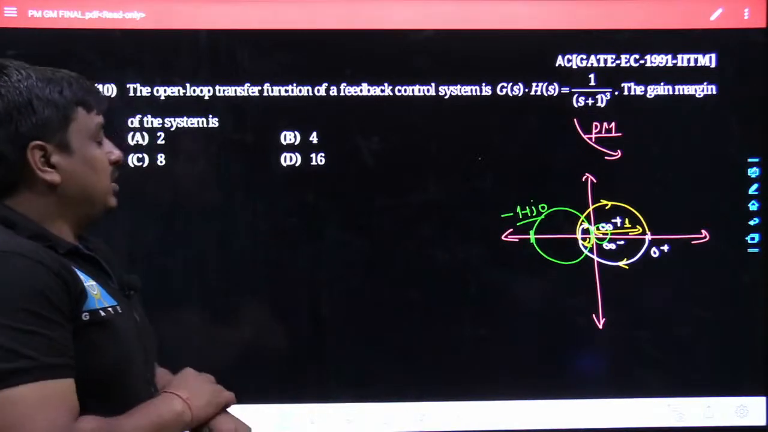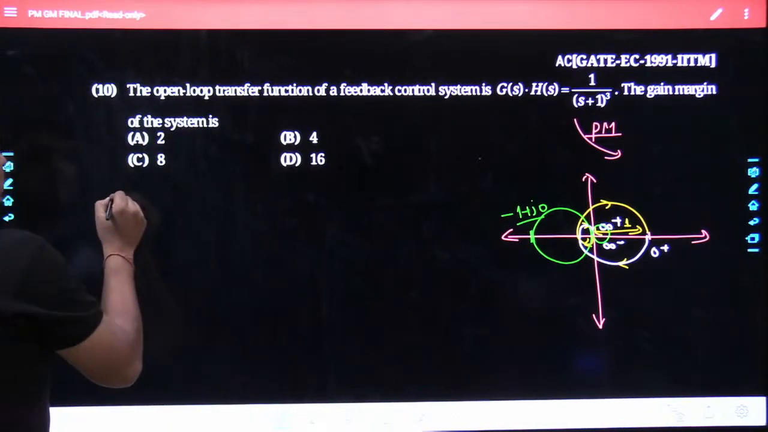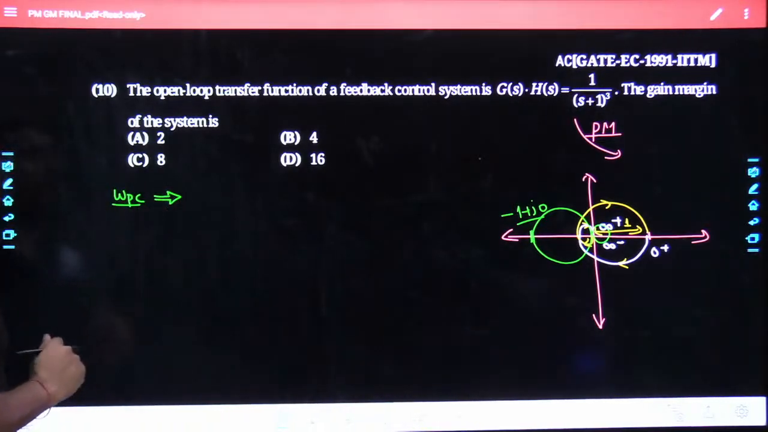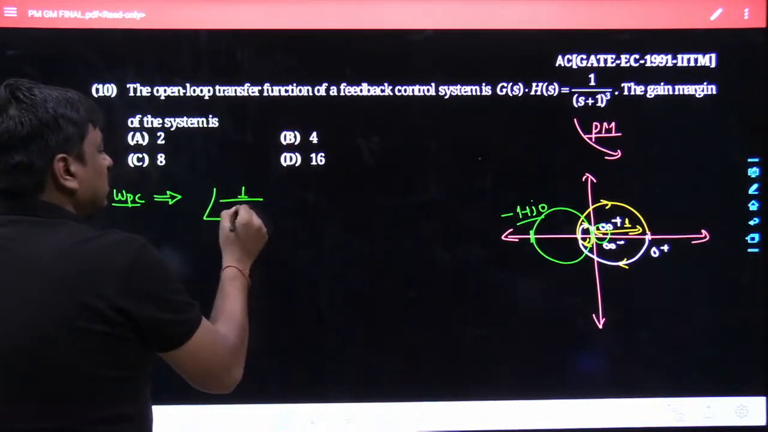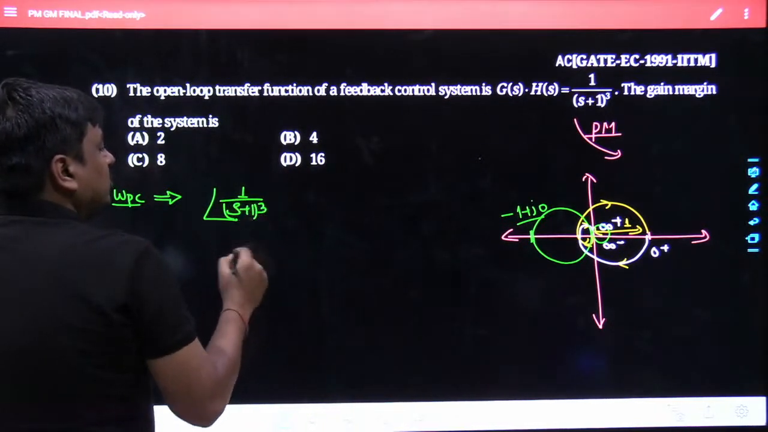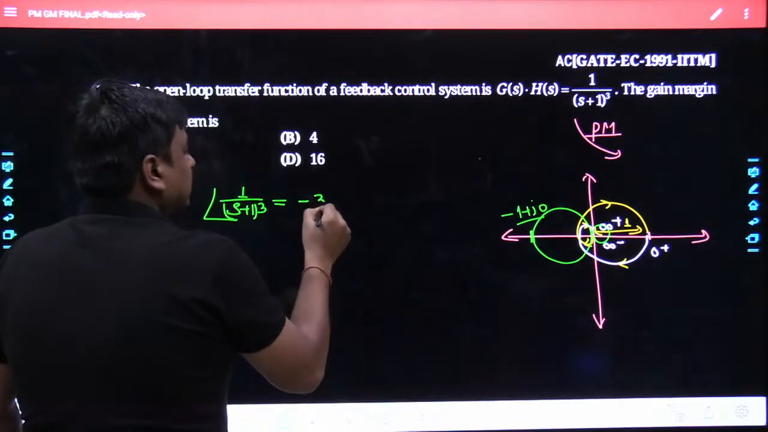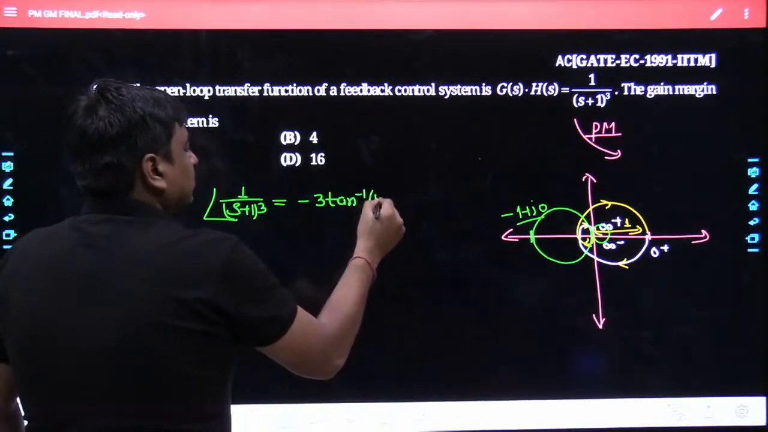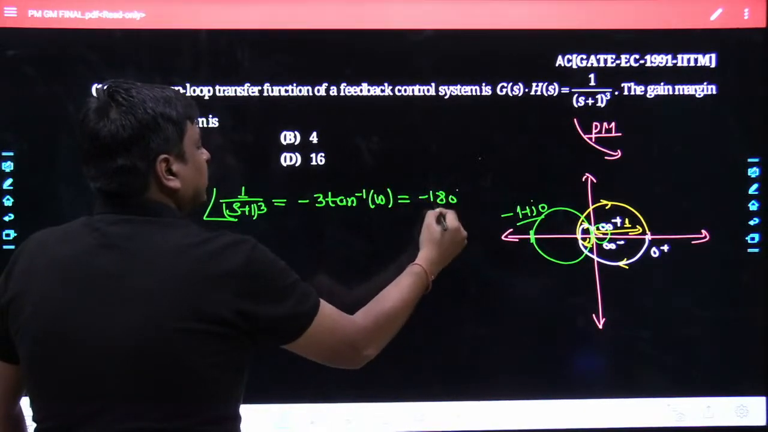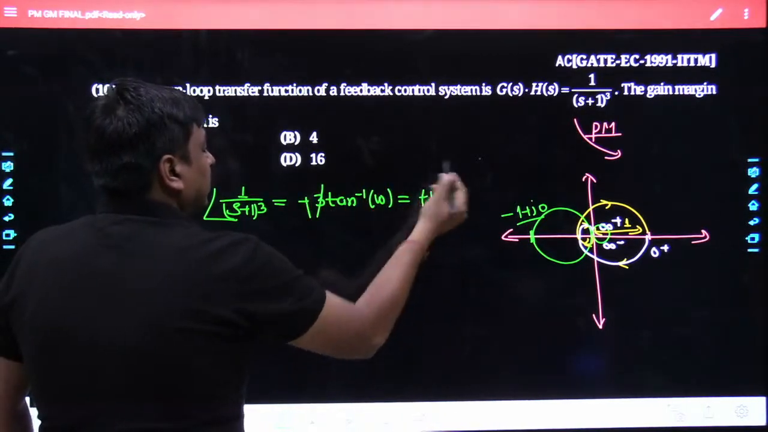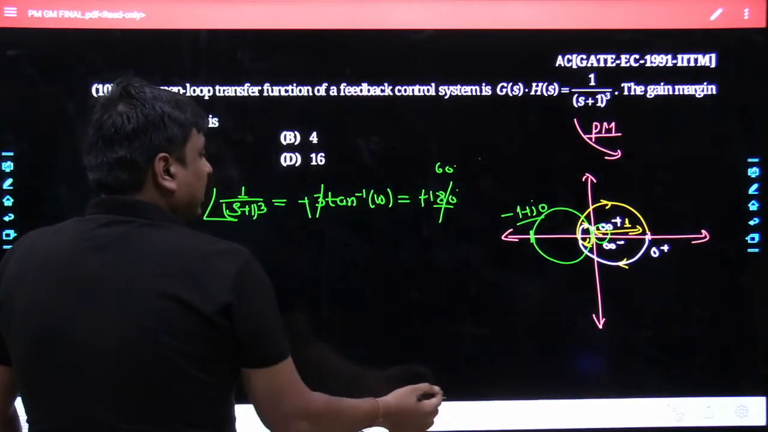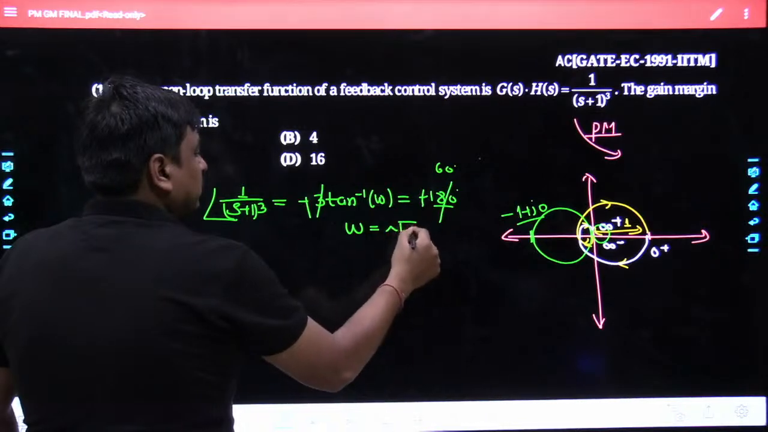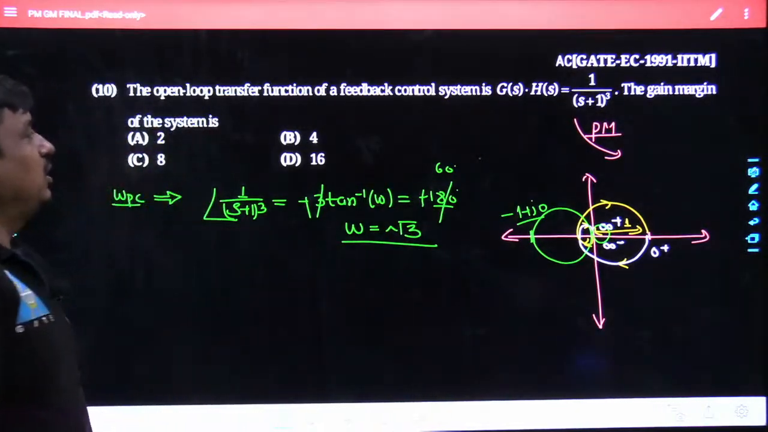Tell me, what's going to be the gain margin? First focus on omega PC, the frequency at which the angle offered by the system is precisely minus 180 degrees. What is the angle offered by the given OLTF, 1 divided by (s plus 1) to the power of 3? It is simply equal to minus 3 tan inverse of omega. I have to compare it with minus 180 degrees, so tan inverse omega goes to 60, and omega is equal to tan 60, which equals root 3.